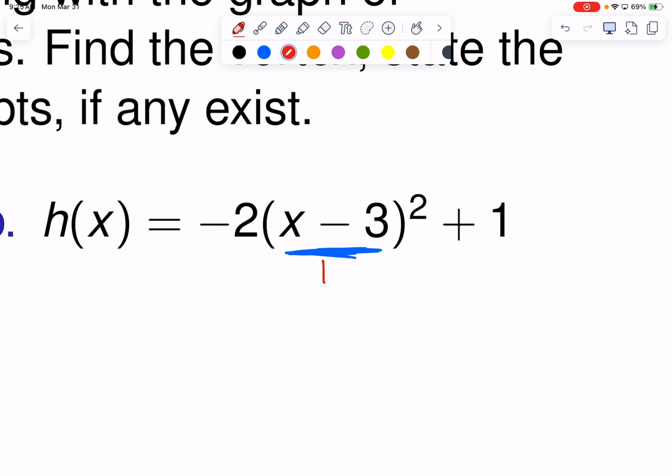This one goes right 3. What else? Up 1. Does everybody agree? Okay, because we got inside the house goes left or right. We got outside the house goes up or down. What's the negative 2 do? What's the negative do?